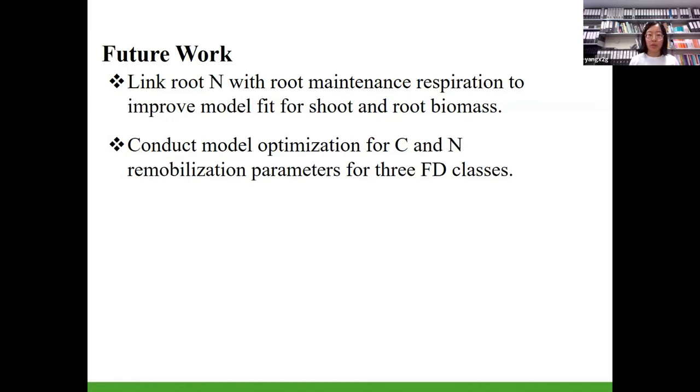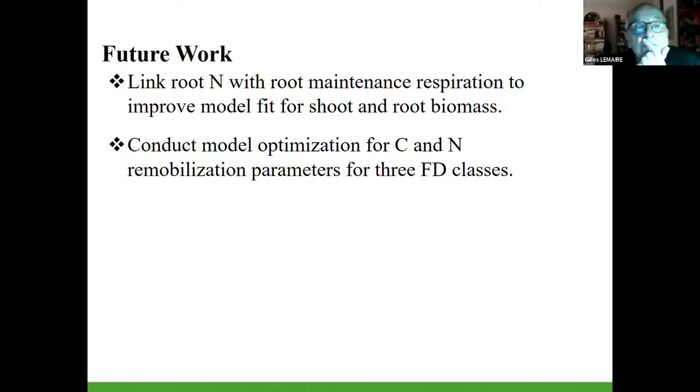So if we can link root nitrogen, either concentration or absolute amount, like Jill said, if we can link those two together to improve the model fit of shoot and root biomass, and also shoot nitrogen and nitrogen concentration of those organs. To do that, we probably need to conduct an optimization process for both carbon and nitrogen remobilization parameters for 3 full dormancy classes. Are there any questions or other comments for what we've done so far?